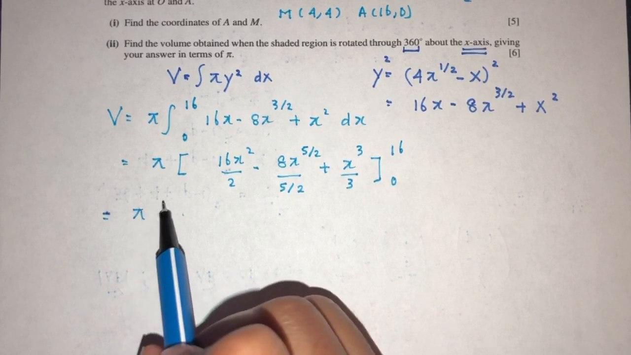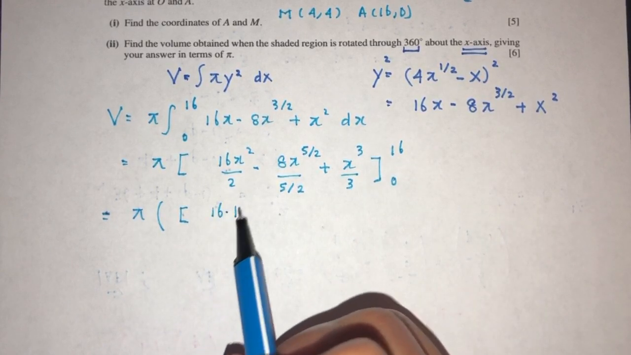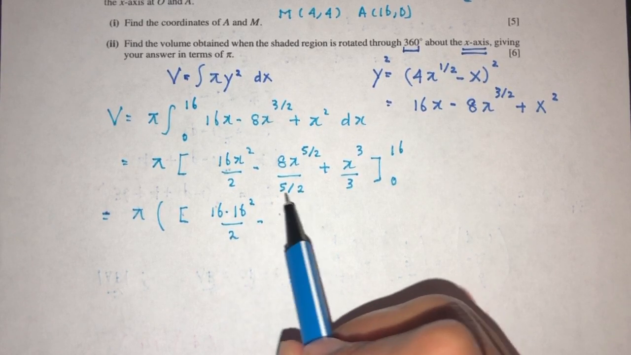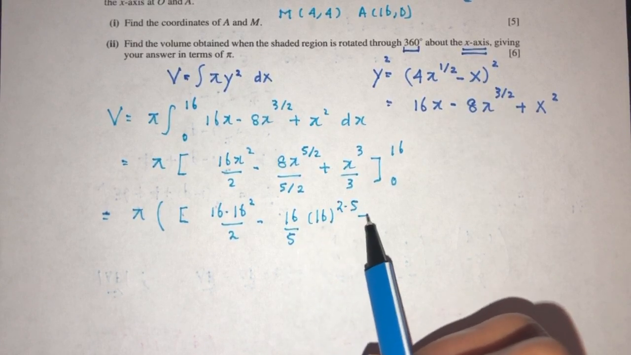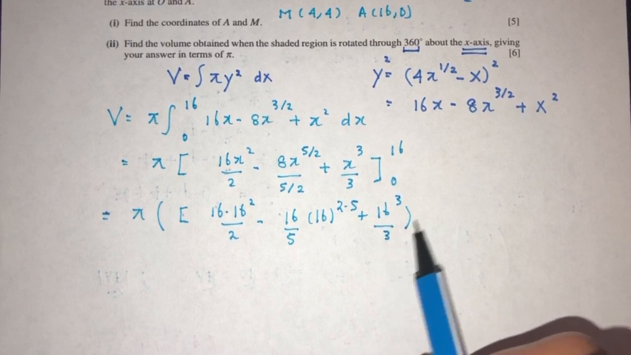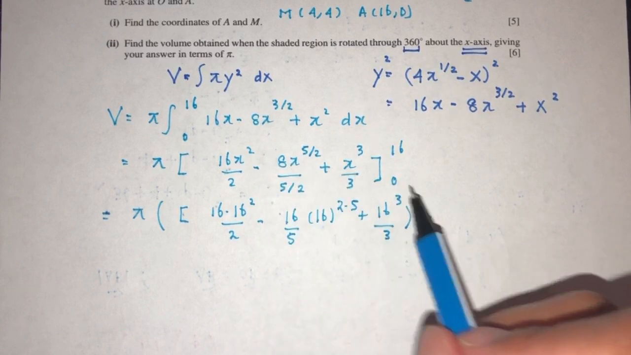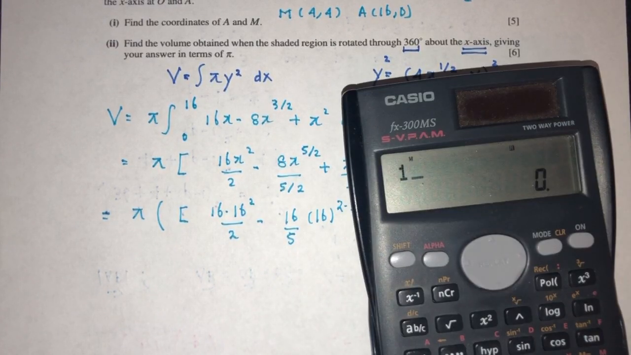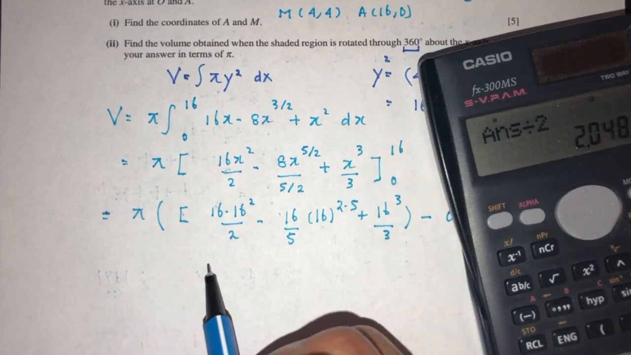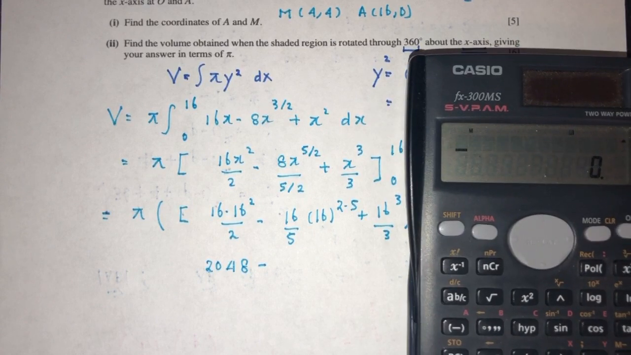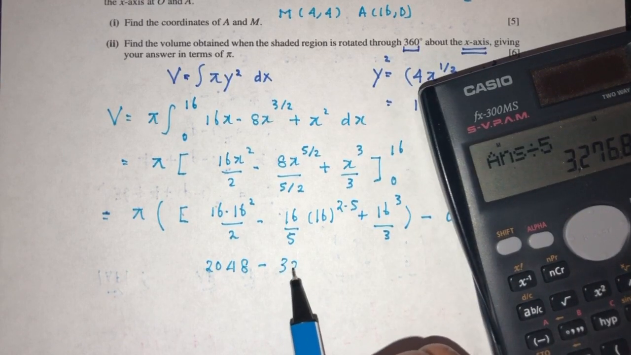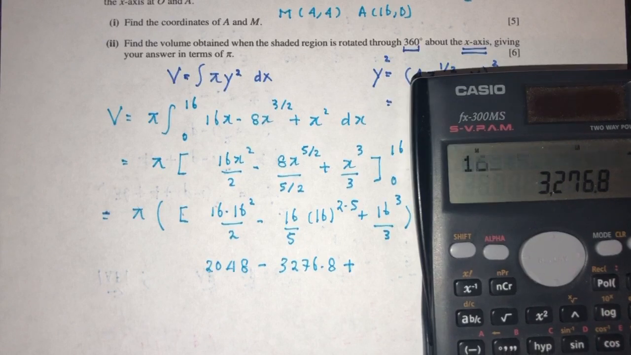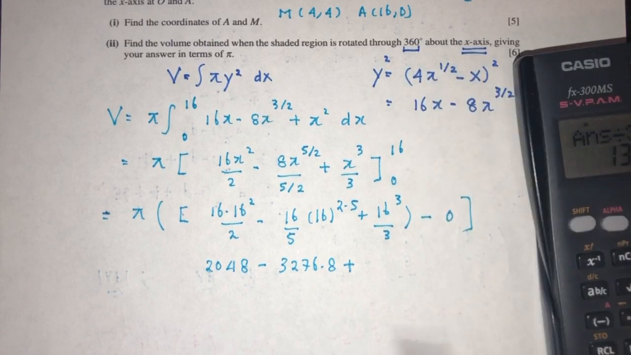And let's simplify. That will be pi. Replace, you will have what? 16 times 16 squared over 2 minus, so simplify this, we can take this up, that will be 16 over 5 times 16's power 2.5 plus 16 power 3 over 3, then minus, so everything here will be just 0. Simplify. 16 times 16 squared divided by 2, that will be 2048 minus 16 power 2.5 should be this times 16 divided by 5. That should be 3276.8. And plus finally 16 power 3 divided by 3.